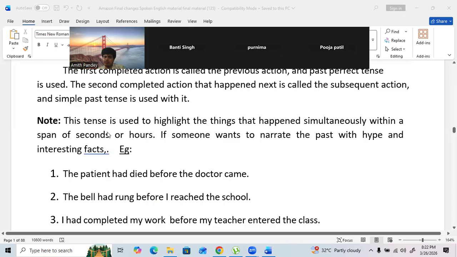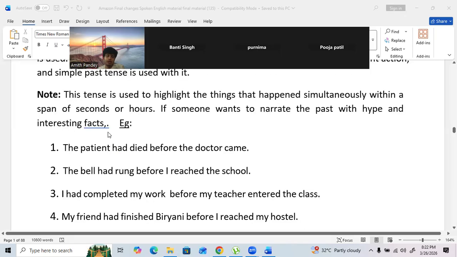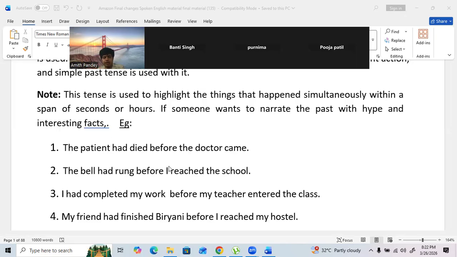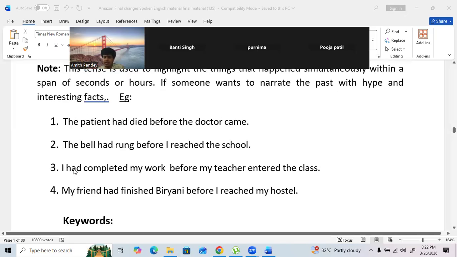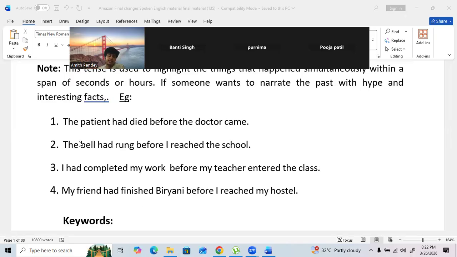Now, why do we need to use this? It is only used in order to highlight the situation. Getting the point? If you want to highlight anything, for example, about your success, like the students, they say, I had completed my work before my teacher entered the class. It means they just want to take the credit. I had completed before. So in order to take that credit, they use subject plus had plus V3 plus object, before my teacher entered the class. Getting the point, everyone?